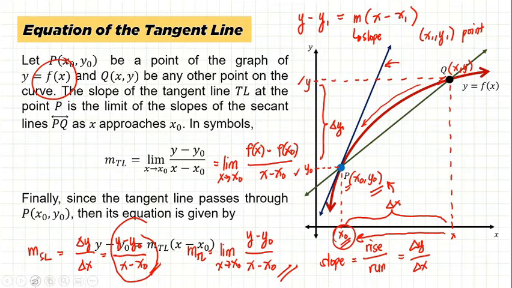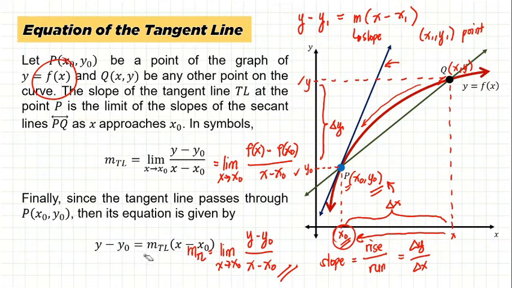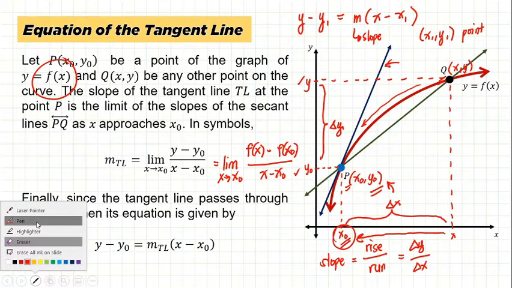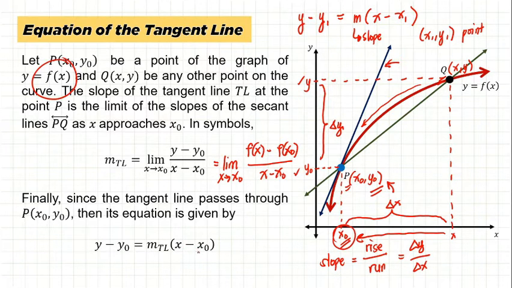So let's erase this one here. So this will be our equation. That will be given by y minus y sub o equal to m sub TL times the quantity x minus x sub o. Where is that from? That is from the point slope form formula. So our x sub 1, y sub 1 is x sub o, y sub o. So just replace it with x sub o and y sub o. And our slope m is just m sub TL, the slope of the tangent line. So we will use this formula.